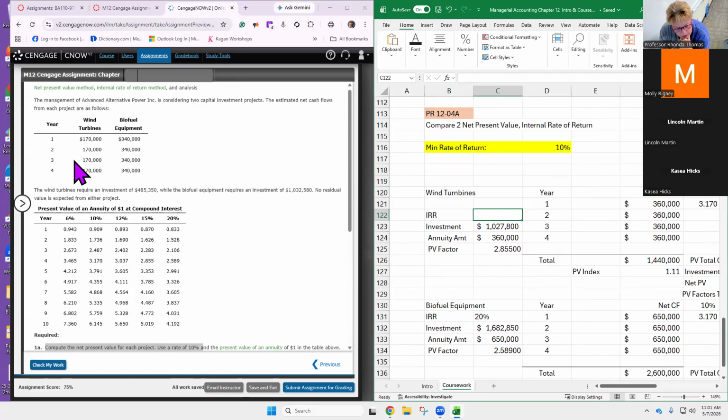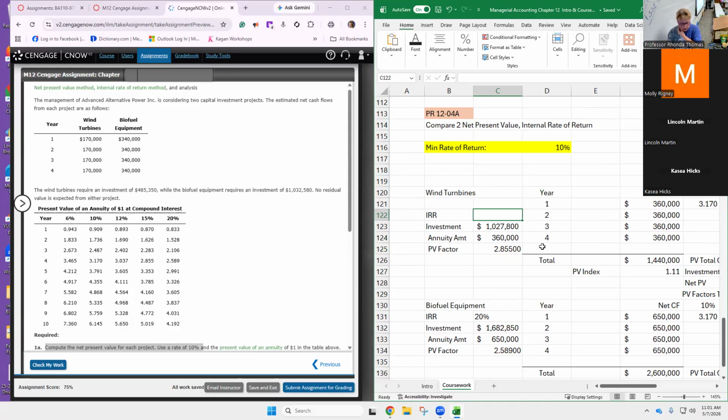Here's the good news. What did I say about annuities? If they're all the same, every payment, woo, we got an annuity. You're like, what is the big deal? Well, I'll show you. We get to use a different table. We only have to make one calculation for the cash flows.